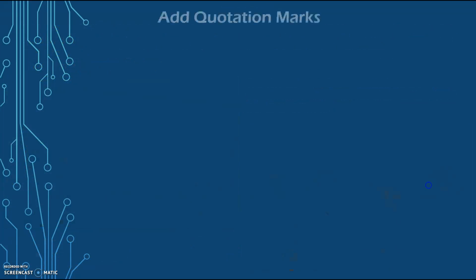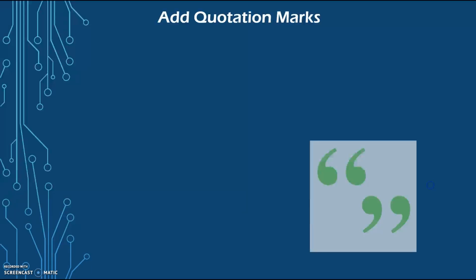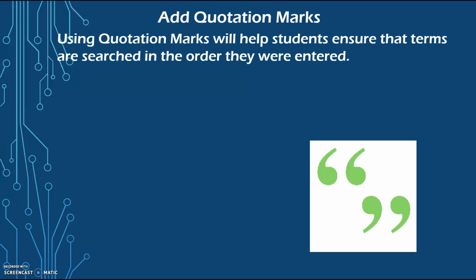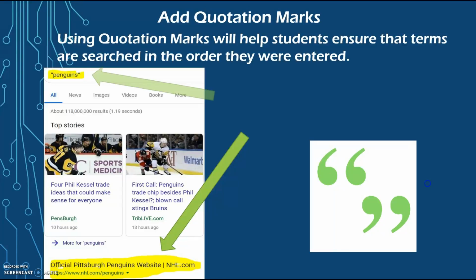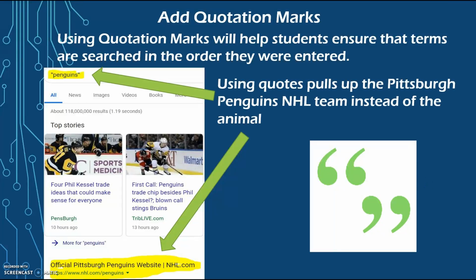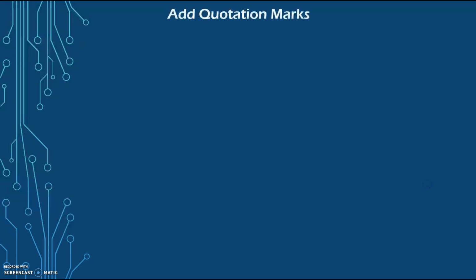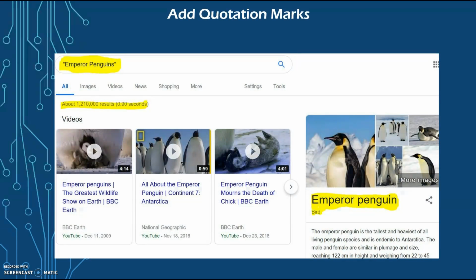A. Add quotation marks. Using quotation marks will help students ensure that terms are searched in the order they were entered. Using quotes pulls up the Pittsburgh Penguins NHL team instead of the animal. Be specific in your search. Here you will see that Emperor Penguins has been added to the search in quotes to ensure we aren't pulling up the NHL team.